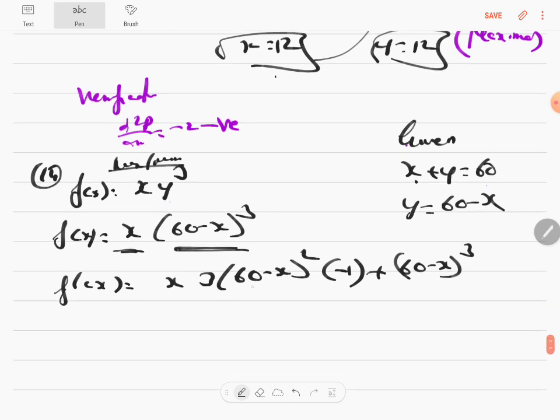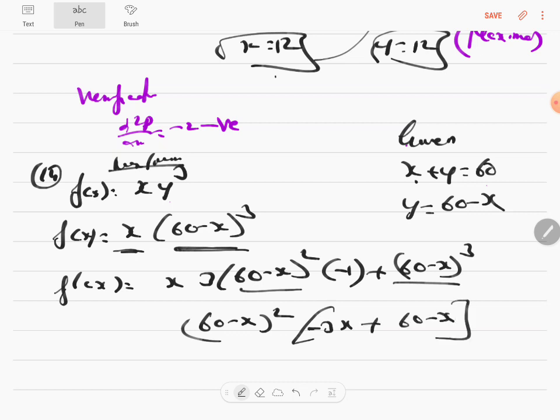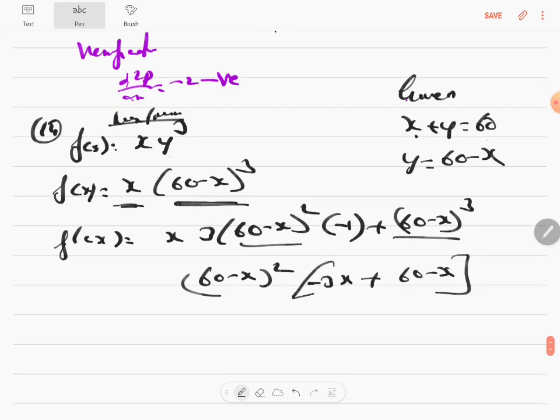Can you see what is common in both of these? Never take it in or solve, just take what is common. 60 minus x, the whole square, is common. So you have a 3x with a negative sign plus a 60 minus x. Correct? So it is 60 minus x the whole square into minus 4x plus 60. And you have differentiated. Did you? Yeah, u and v. Now you can equate it to 0.